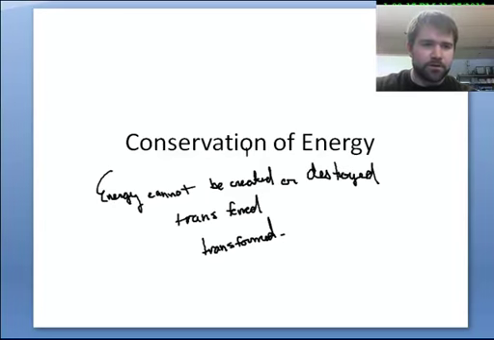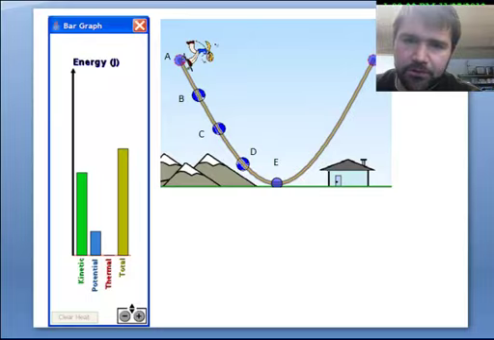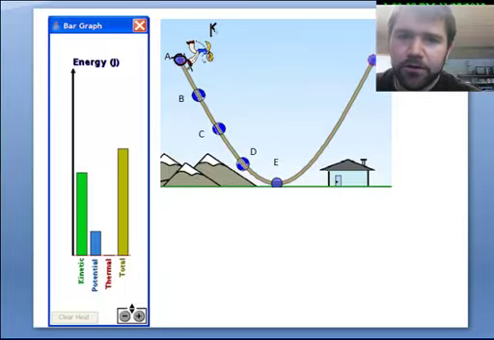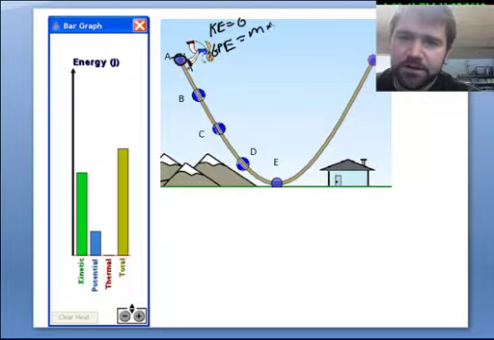Okay, so let's look at this in a little bit more specific situation. If we have a skater on this ramp, when they're at the very top of the ramp and they are not moving, their kinetic energy is 0. But we all know that they do have energy. They have stored energy in the form of gravitational potential energy, which we could calculate with the equation GPE equals mass times gravity times height.